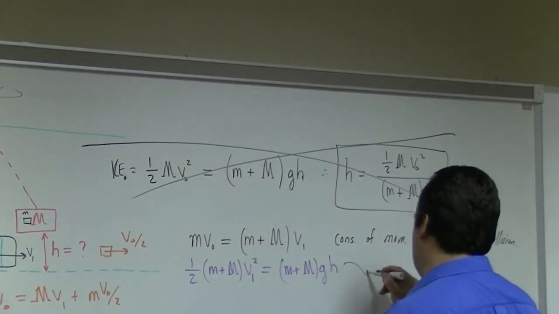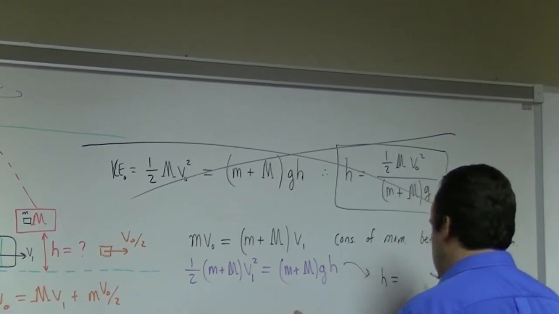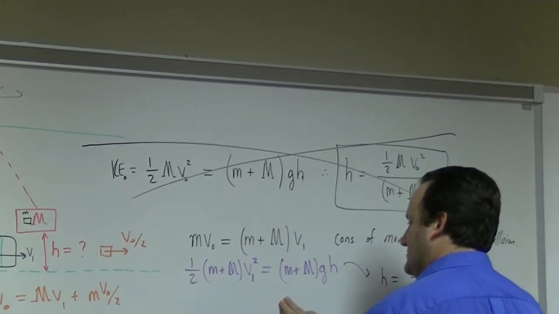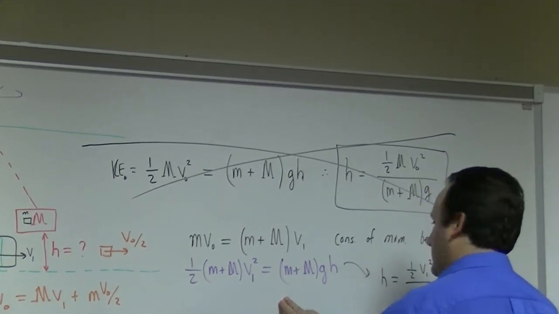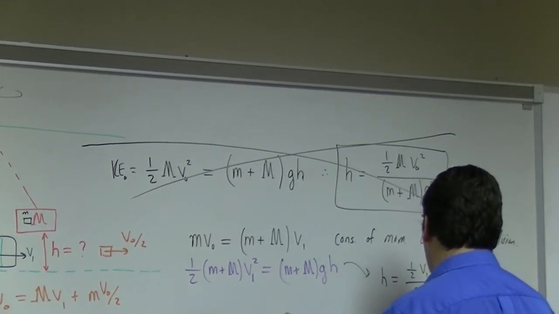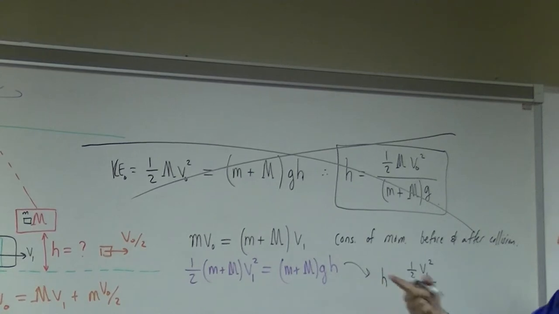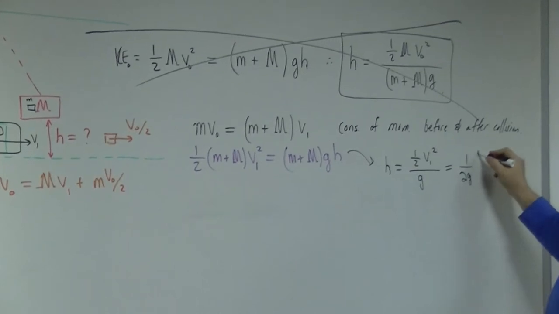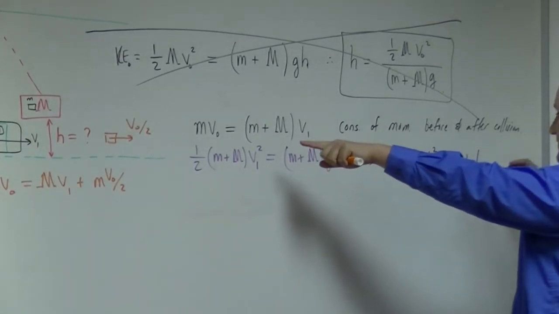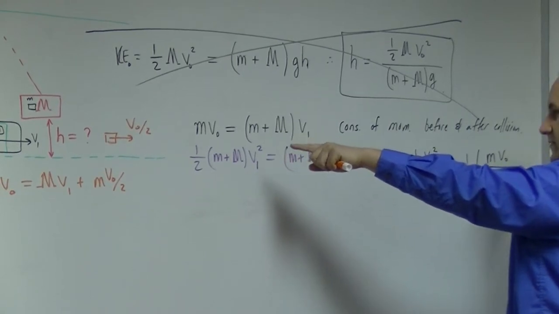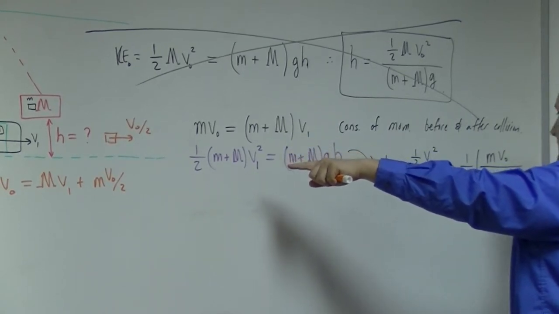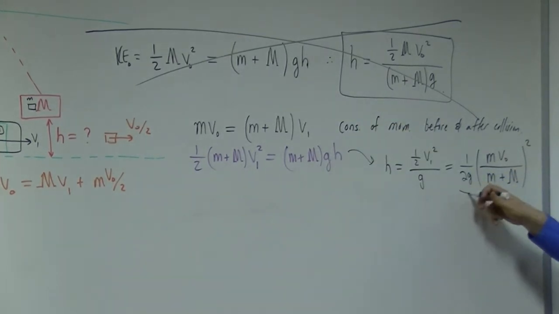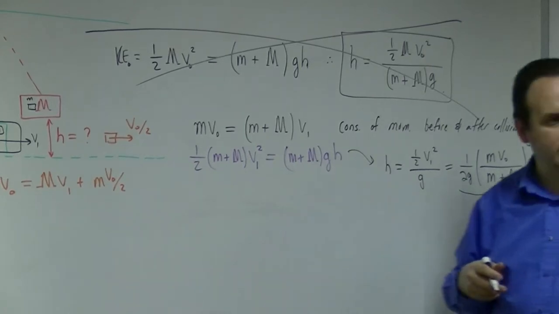So H is then what? H is equal to, well, the M's cancel. So I get one half V1 squared divided by what? g, divided by g, because I canceled the M plus M. But V1 we can write as what? That's really 1 over 2g. What is V1? You can solve this one for V1. V1's actually m V0 divided by m plus big M. That's V1, and I can square that. And so there you go. That's a formula for the height of a standard ballistic pendulum.